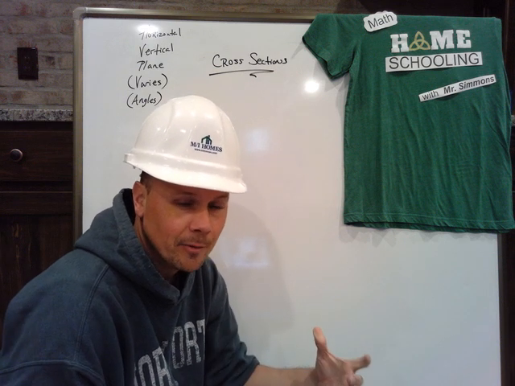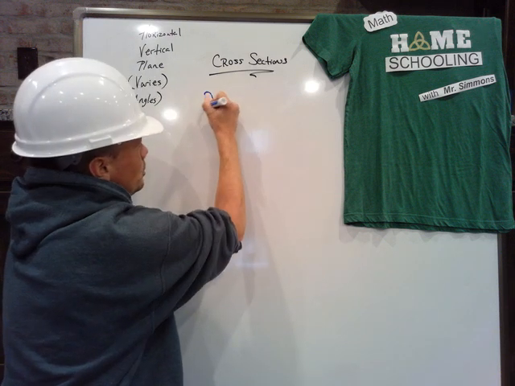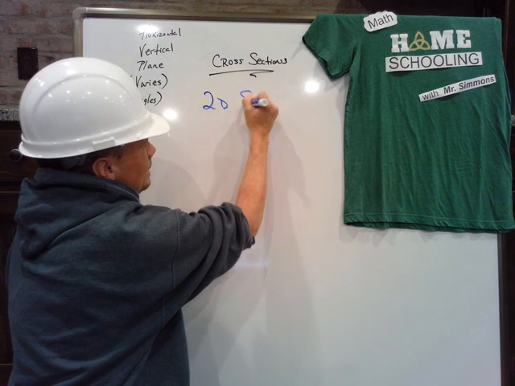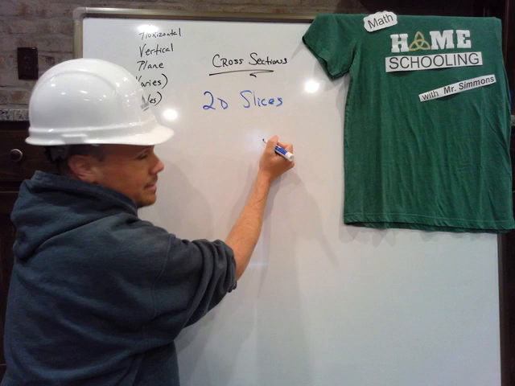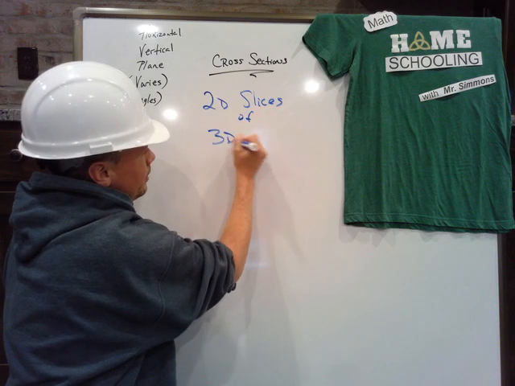But I was thinking about cross sections and the concept of a cross section. Cross sections are basically this. They are 2D slices of three-dimensional objects.